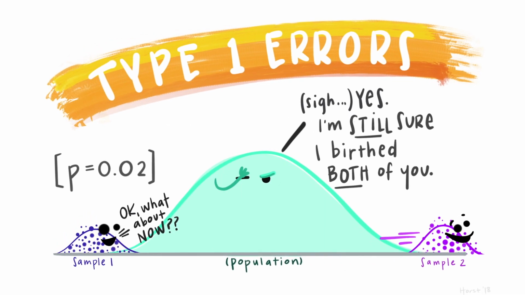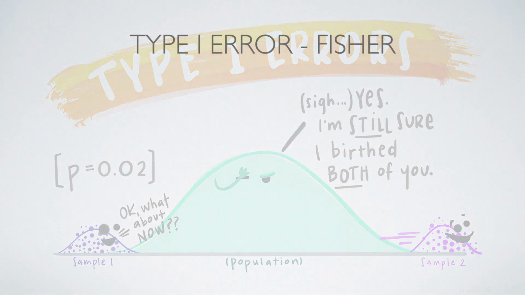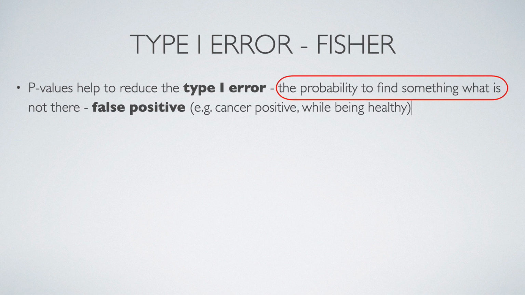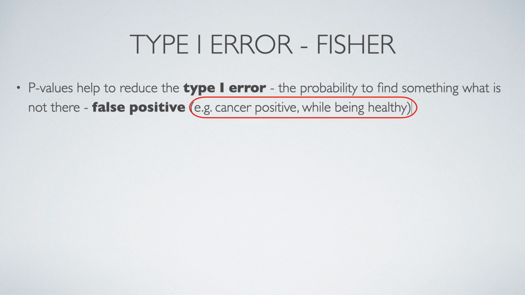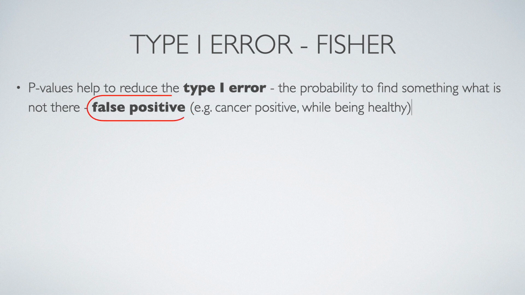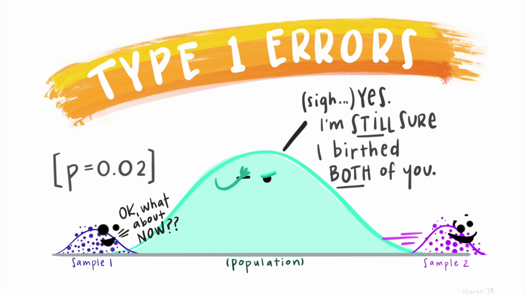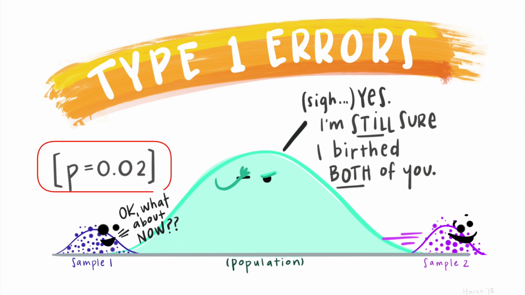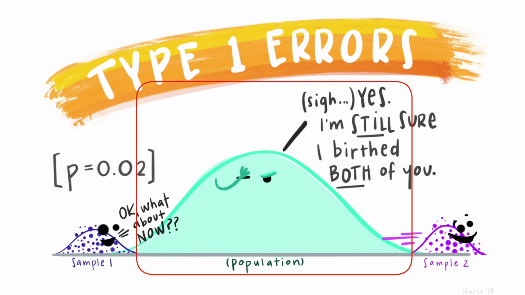The first mistake is called a type 1 error, and the reason Fisher used p-values at all was to reduce the probability of the type 1 error, which is the probability to find something that is not there. For example, that somebody has cancer while being totally healthy. Type 1 error is also sometimes called a false positive. The most typical type 1 error happens when we measure a difference between two groups and find this difference to be significant, while both samples came from the same population.